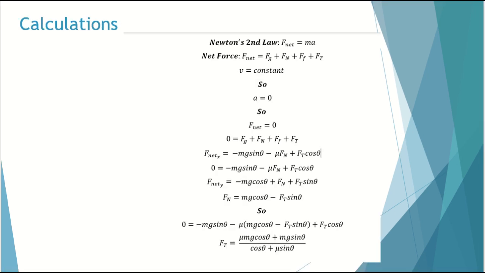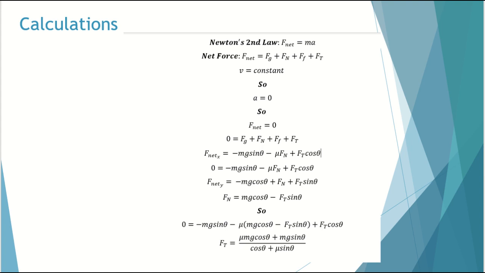So Newton's second law is force equals mass times acceleration, and the net force is the force of gravity plus the normal force plus the force of friction plus the force of tension. And then since v is constant, a equals 0, so the net force equals 0. So all the forces sum to 0. And then I broke those up into their components. F net x is the force of gravity in the x direction, which is negative mg sine theta, minus the force of sliding friction, which is mu times the normal force, plus the force of tension in the x direction, which is force of tension cosine theta. And then again, I set those equal to 0 since the net force is 0.